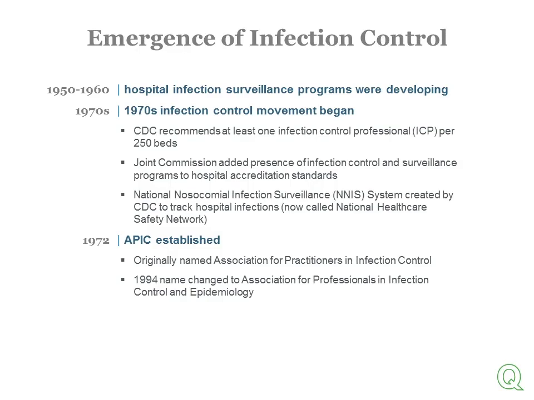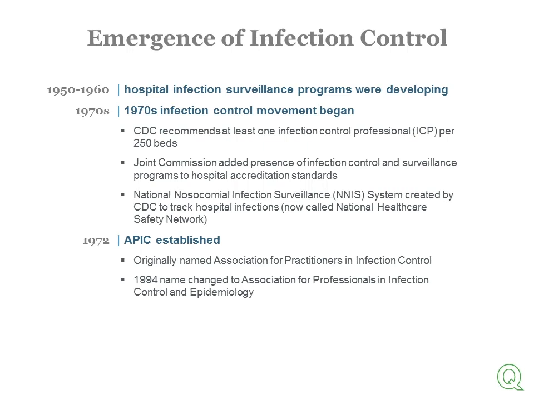In the 1950s and 60s, hospitals began developing infection surveillance programs. The infection control movement emerged in the 1970s as CDC introduced infection control staffing recommendations, which were 1 ICP to 250 beds at that time. The Joint Commission added the presence of infection control and surveillance programs to accreditation standards, and CDC created the NNIS HAI reporting platform, which we all know today as NHSN.